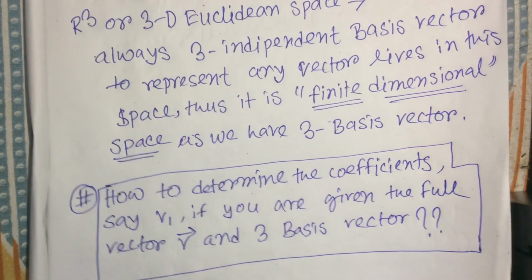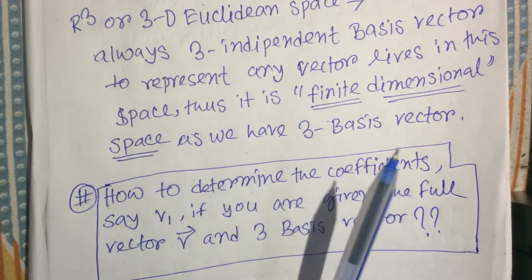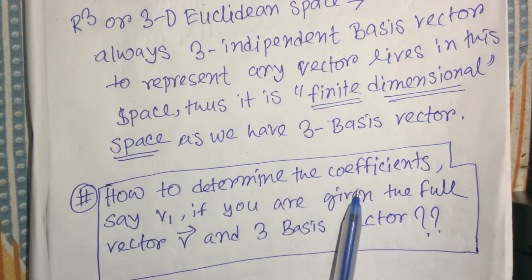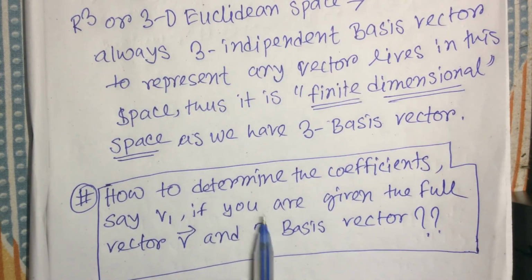Now the question: how do we determine the coefficient, say V1, if you are given the full vector V and its 3 basis vectors?